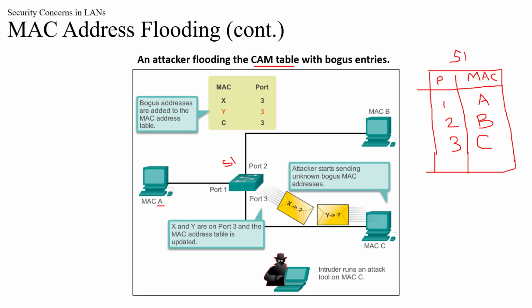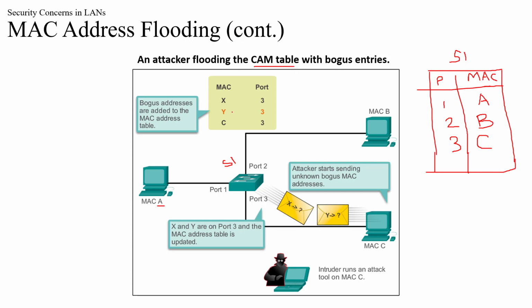But the attacker is going to play. The attacker is going to enter some fake information into this MAC address table. This is called a MAC address flooding attack. The CAM table should be like this, but the attacker is going to flood some bogus, meaning fake, addresses into this table.